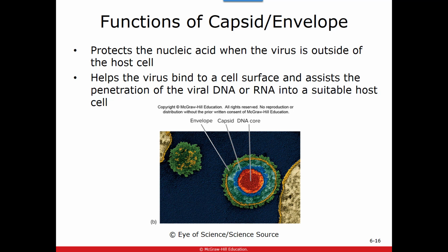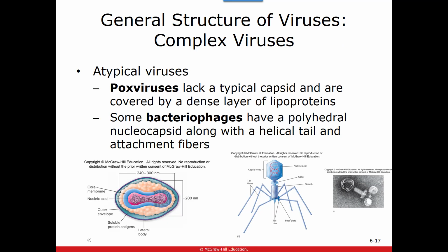Now, some general structures, some complex viruses. There are a couple atypical viruses. Well, the pox viruses, they are larger. They're one of the largest viruses that can infect humans, but they don't have a normal typical capsid. Instead, they have a lot of lipoproteins on their outside. And another unique type of virus are the bacteriophages.